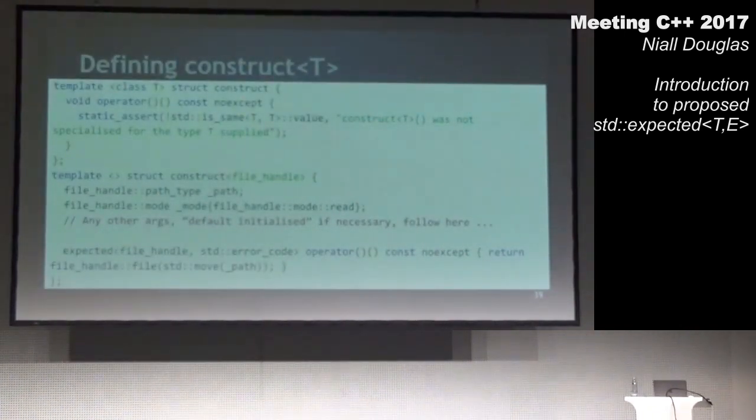So here we now define the construct type shim, as it were. It's dead simple. This is the default implementation. It would be somewhere within your code. It takes some class T. It has a call operator on it, which has a default implementation of simply doing a static assert: you forgot to specialize for this type T.